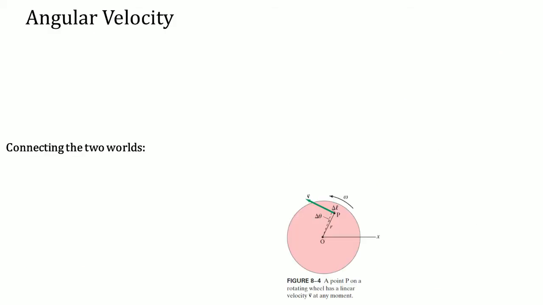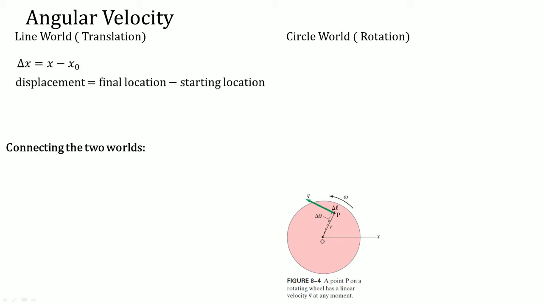Next, we're going to talk about angular velocity. In our line world, we call it translational, and in the circle world, we call that rotation or circular. In the line world, displacement is the change of x, equal to the final location minus the initial location. In the circular world, we use something called angular displacement, which is theta. So delta theta is equal to theta final minus theta initial.